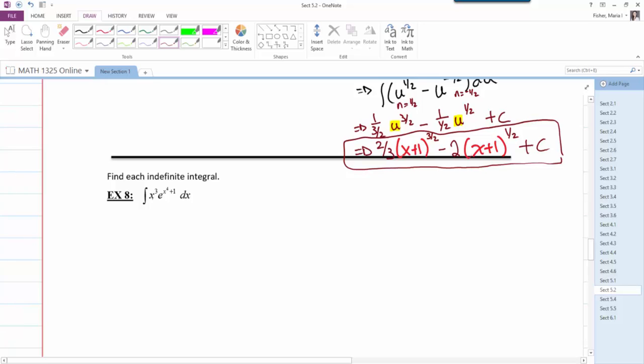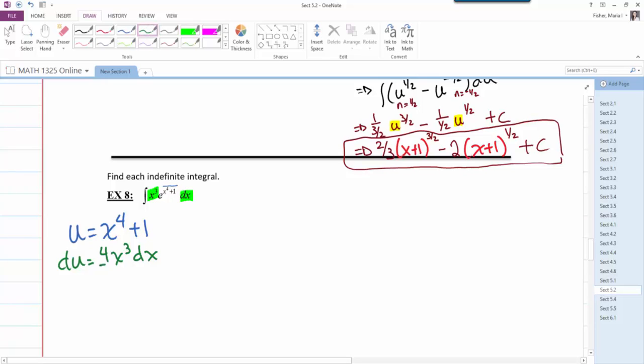So for number 8, I have the integral of x cubed times e raised to the x to the 4th plus 1 dx. Well, recall when it's e raised to a power, you typically let u equal to that function. So if u is equal to x to the 4th plus 1, then my derivative du is equal to 4x cubed dx. But the problem is I don't have a 4x cubed dx. I just have an x cubed dx.